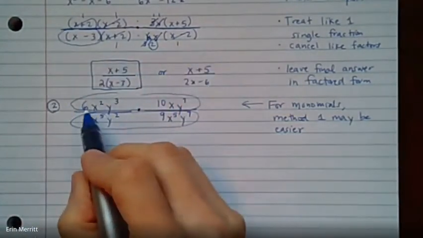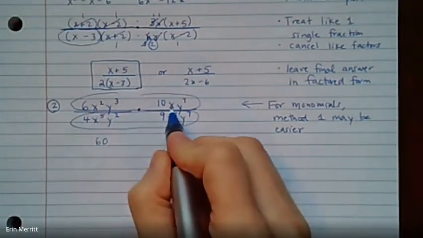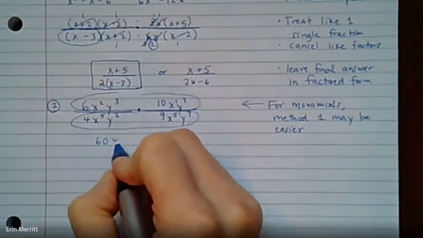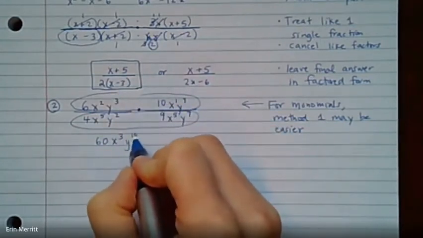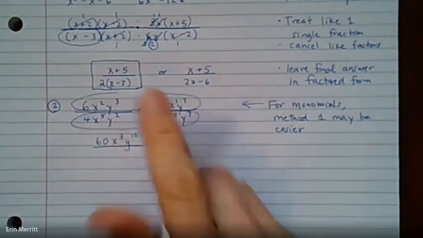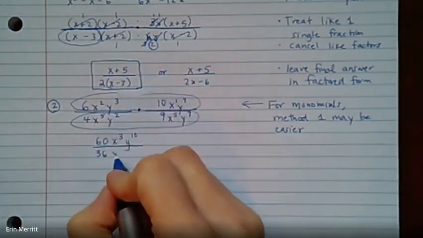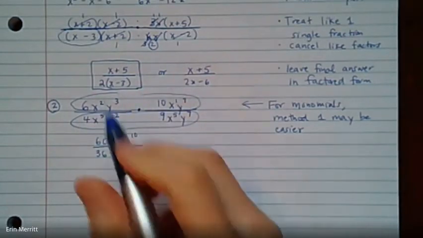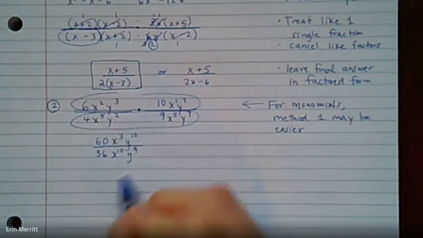So if we multiply the numbers, so 6 times 10 will give us 60. X squared times a single x, add those exponents, so x cubed. Y cubed times y to the 7th will give us y to the 10th power. And then all over 4 times 9, so 36. X to the 5th times x to the 5th, we add the exponents and get x to the 10th. Y to the 2nd times y to the 7th gives us y to the 9th.